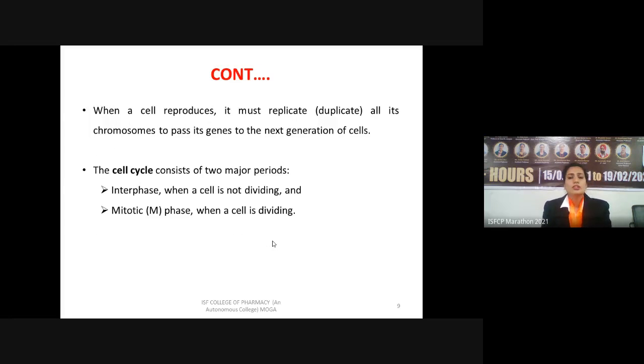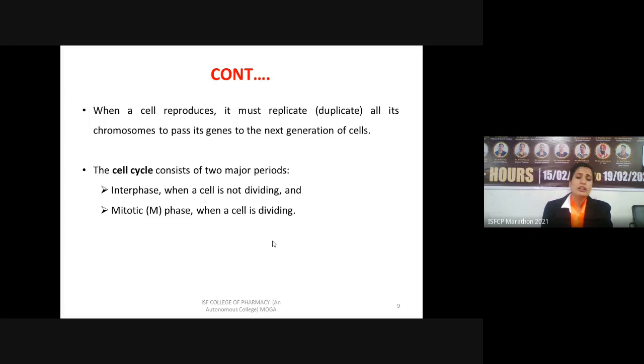When the cell reproduces, it must replicate all its chromosomes to pass its genes to the next generation of cells. Hence, the replication or duplication of the chromosomes is very crucial, as the chromosomes contain the genes, which carry the hereditary material of the cells, and this hereditary material is passed from one generation to the next generation.